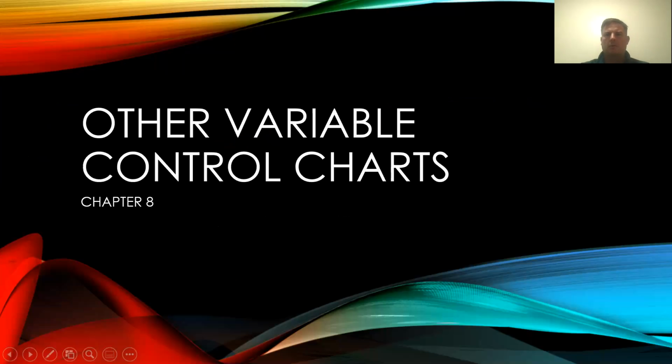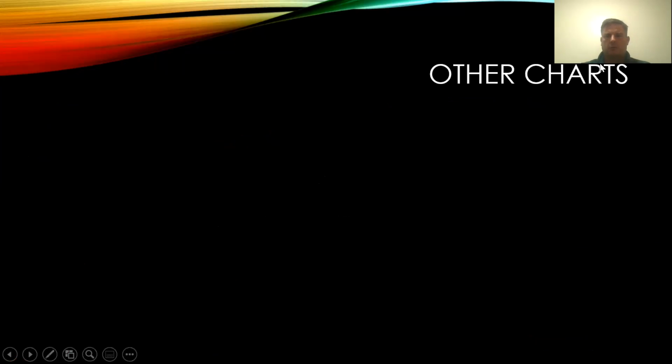We're going to talk about other variable control charts. When we're talking about all the control charts that we've been talking about, we talk mostly about X bar and R and X bar and S. Those are the type of charts that we want to use when we have a lot of recorded, measured data. That's normally what you're going to see in the real world: the X bar and R or X bar and S type of charts.